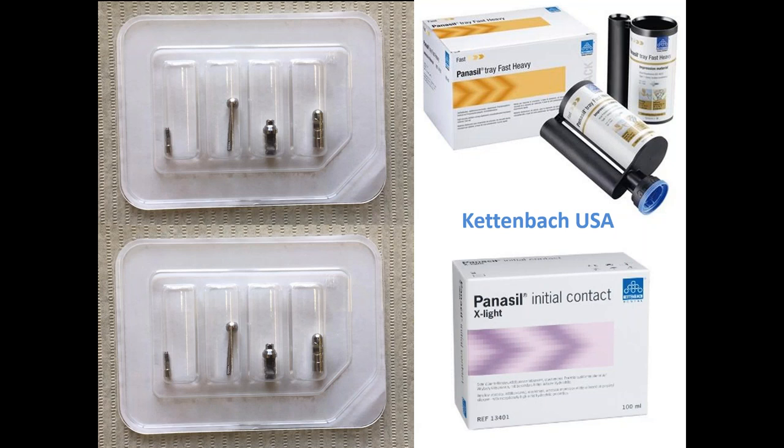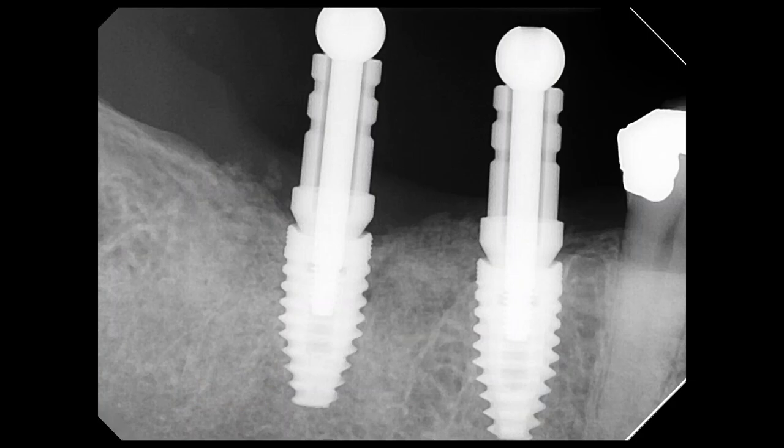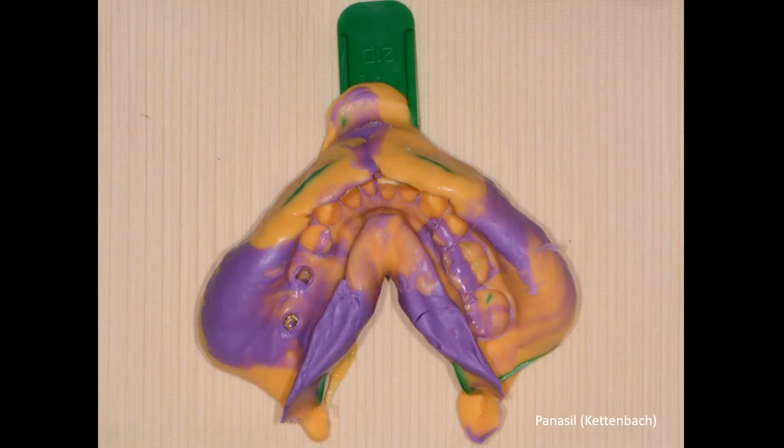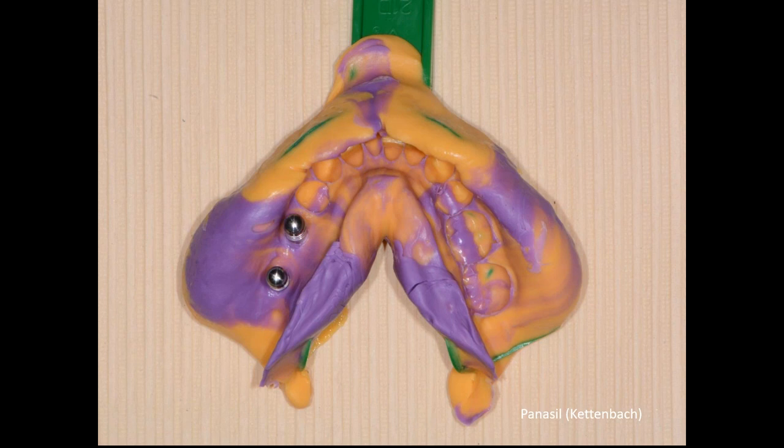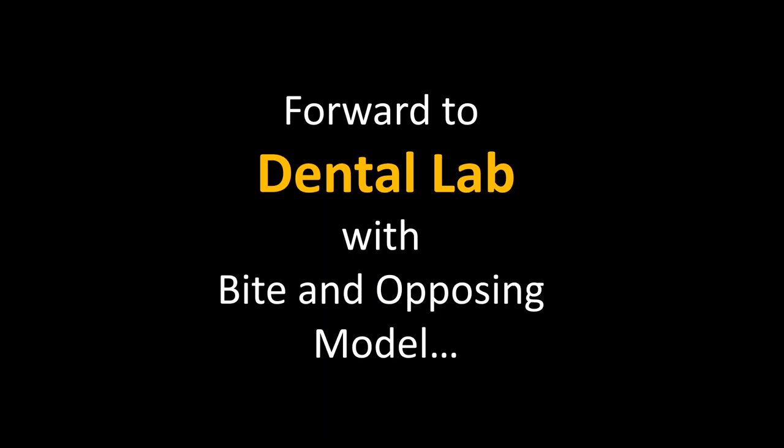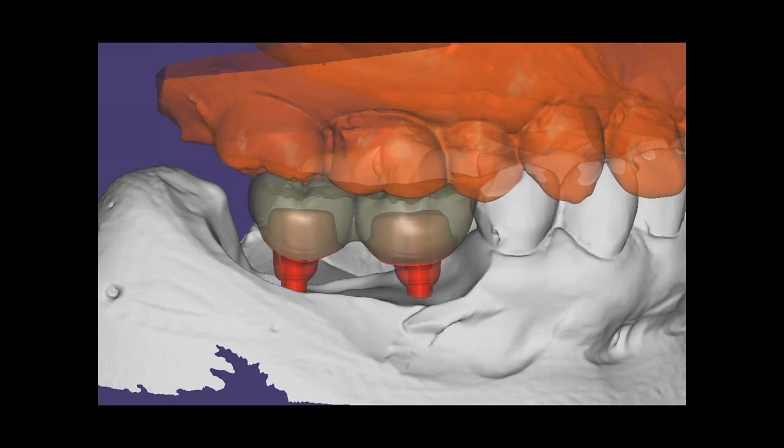So at this point, we'll take the impression posts that come with the implants, and using the Panasil impression material from Kettenbach, we'll take a full lower arch impression. And here you can see the impression posts are verified that they're seated, and we can see that in the radiograph. We've taken the full arch impression with the Panasil, and at this point, I like to place the impression posts with the analog and snap them into the impression and forward this to the laboratory so that the lab can now work up the abutments and crown restorations.